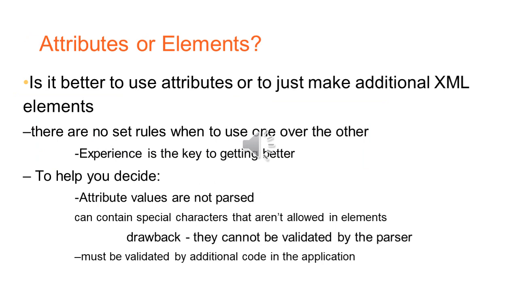It is better to use attributes or just to make additional XML elements. Attributes are nothing but columns. In databases, we normally use two terminologies. One is attribute, that is called columns, and another one is tuples, that is rows. So here attribute values are represented.